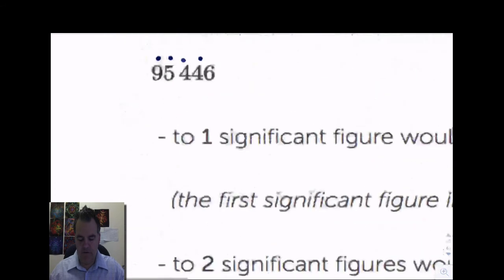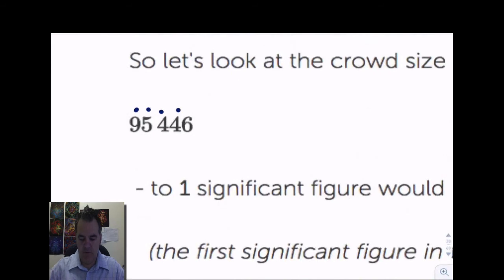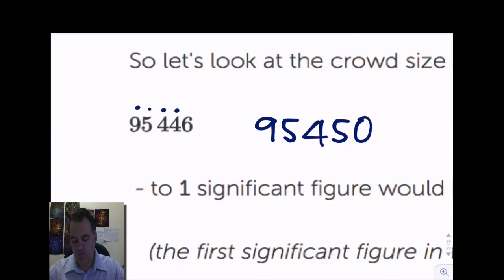And four significant figures, if we wanted to do it to four significant places. Again, we look at the fourth number, 1, 2, 3, 4. Is the next digit 5 or above? It is, so we're going to go up in this case. 95,450. That would be the number rounded to four significant figures.